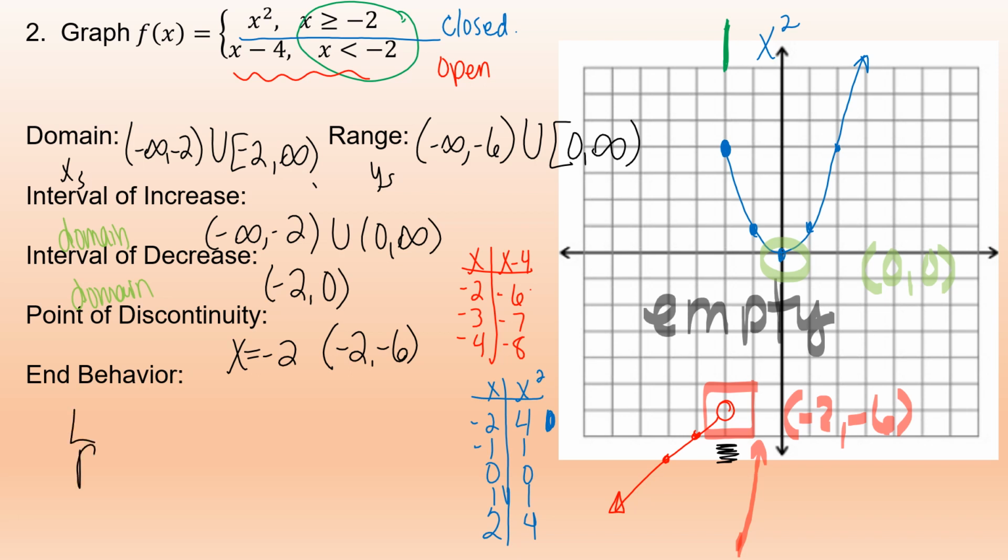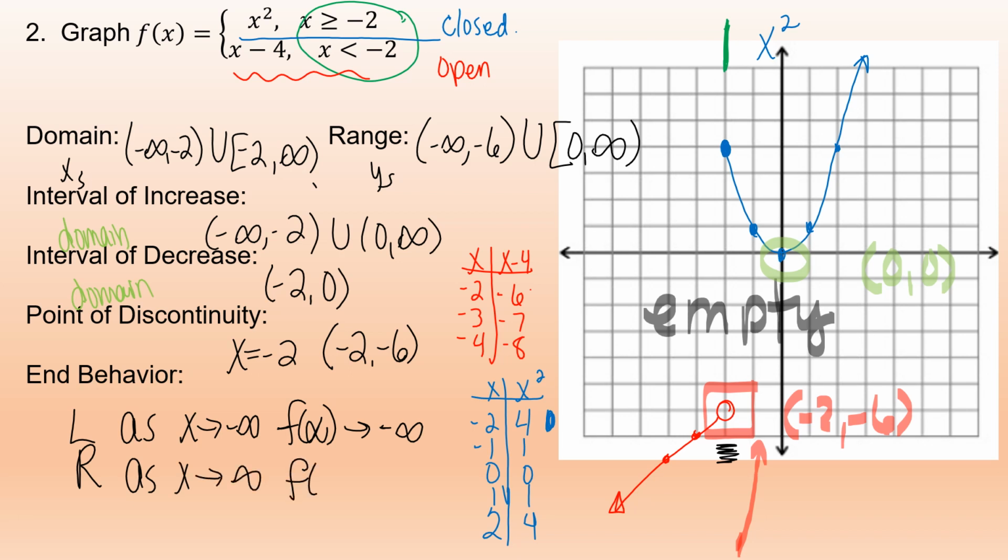And checking our end behavior, same phrase every time. As x approaches negative infinity to the left, the y values, f of x, are decreasing to negative infinity. And on the right, as x approaches positive infinity, f of x, those y values are increasing to positive infinity. Okay, good job.